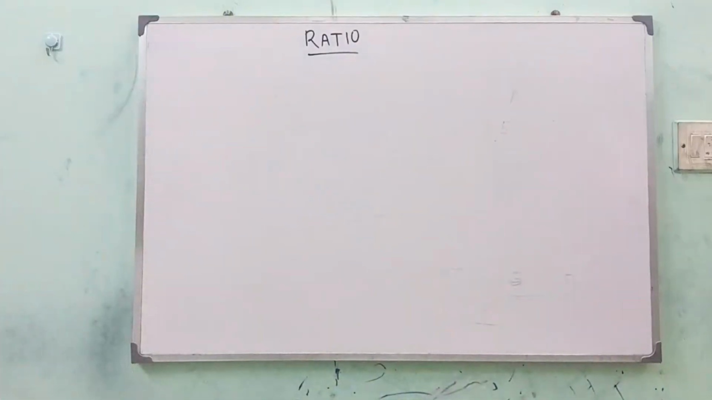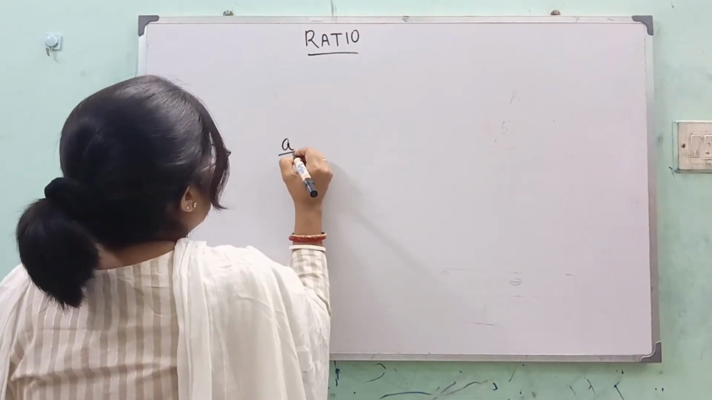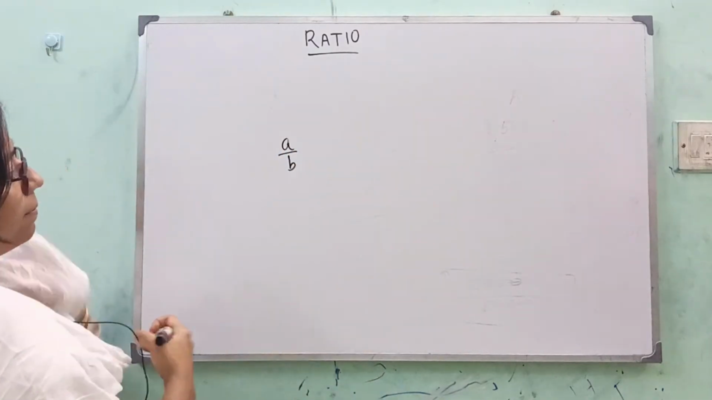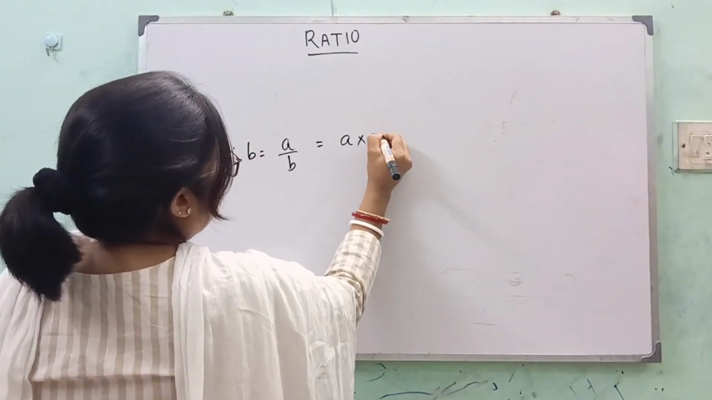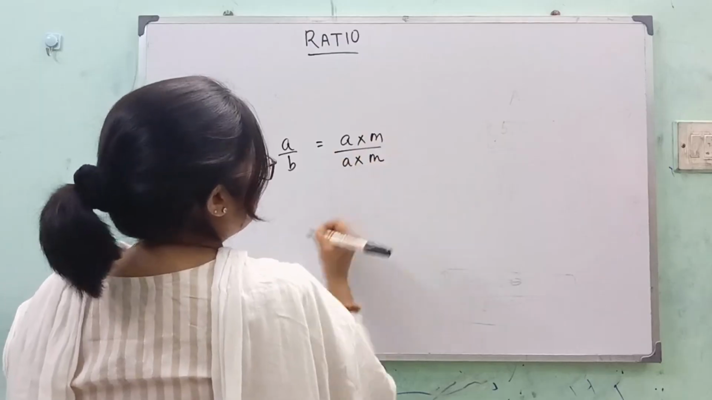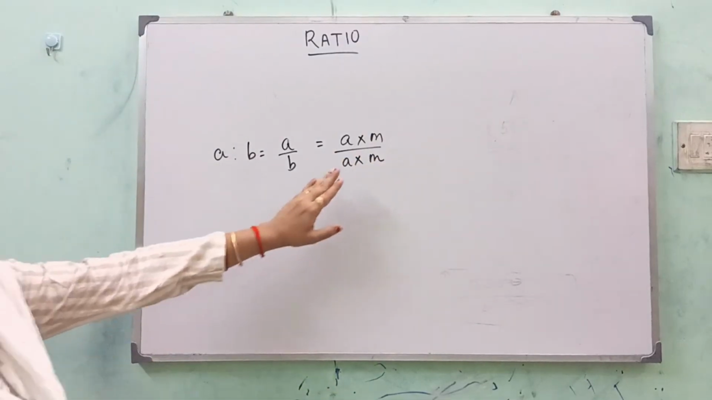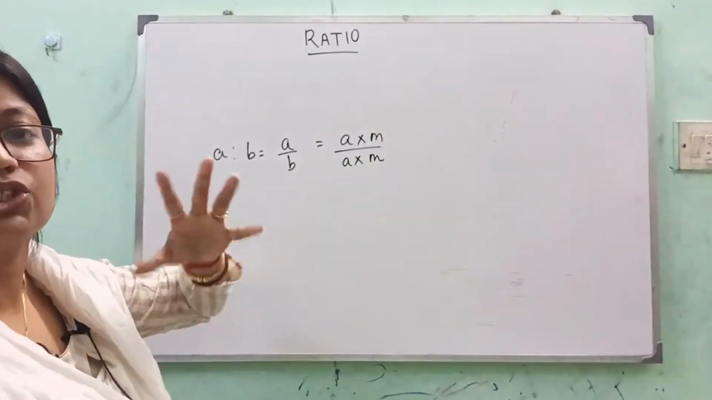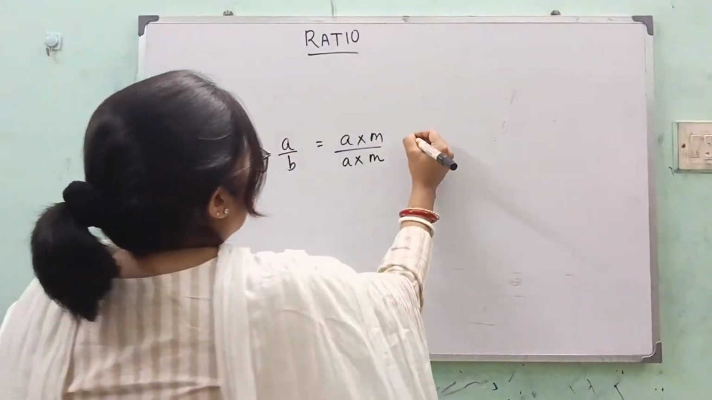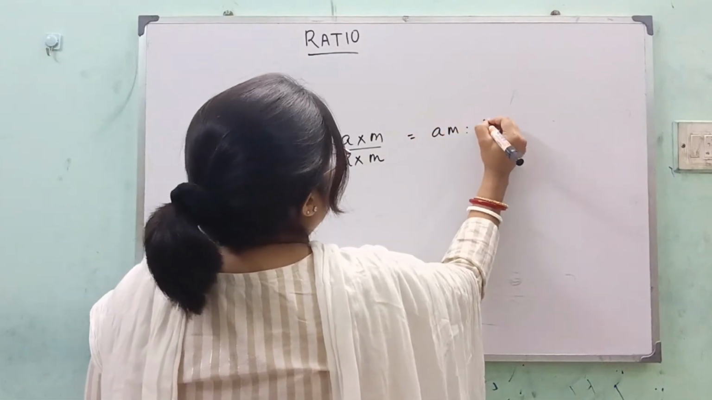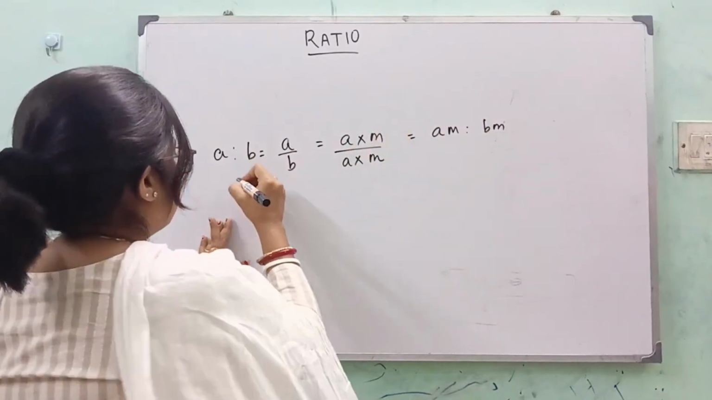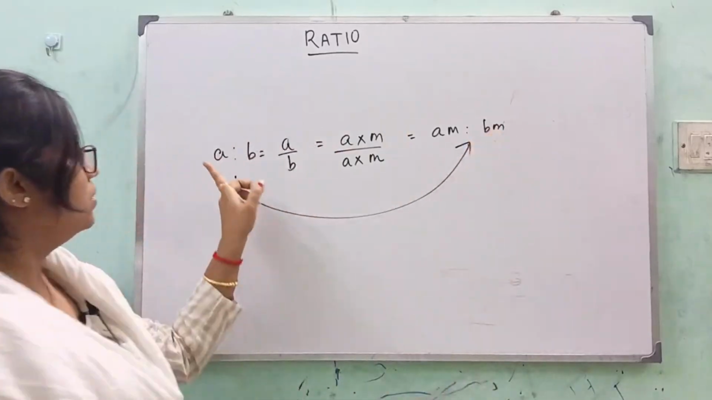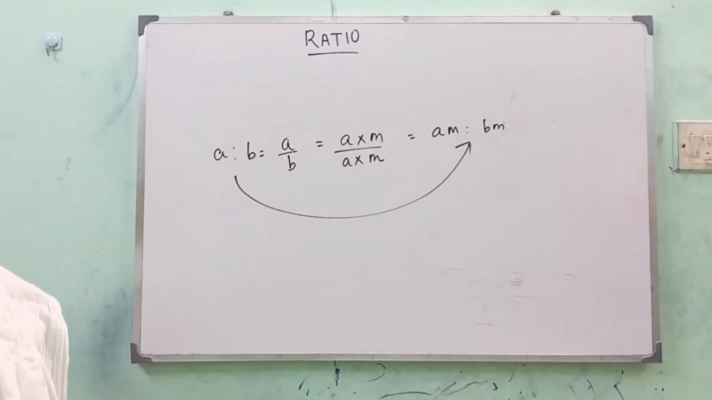Now, certain points that you need to remember: suppose there is a ratio A by B. If you multiply it with a non-zero term, that is M, a non-zero number, then that is AM is to BM. So this becomes an equivalent ratio of this.